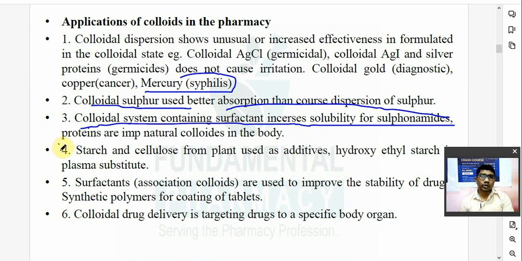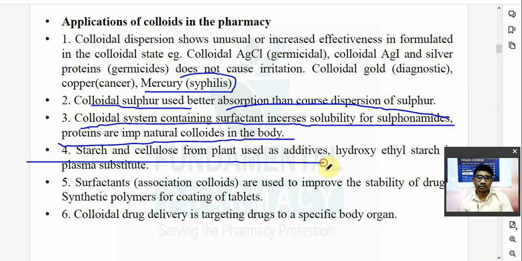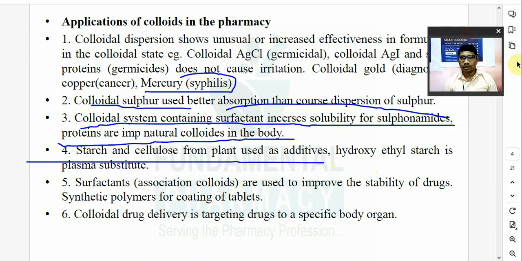Proteins are very important natural colloids in the body. Starch and cellulose from plants are used as additives in pharmaceuticals. They are also colloidal. They will form a colloidal dispersion. Hydroxyethyl starch is nothing but a plasma substitute. If your plasma volume has decreased due to burns, in that case hydroxyethyl starch is used like TPN, total parenteral nutrition, to expand the plasma. They are known as plasma expanders.